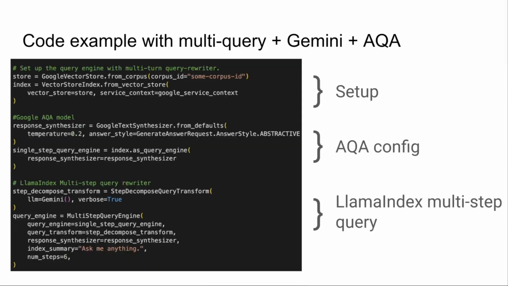And in LlamaIndex, this is how you would do it. The first few lines of code are the Google-specific stuff, where you would create a corpus or just use an existing corpus, and then you establish your AQA model. The rest of it is the LlamaIndex multi-step query engine. Now, the model that you use to break down the question here, we're using Gemini Pro. You could use another LLM too. So this is the other LLM that you use to create these sub-questions.